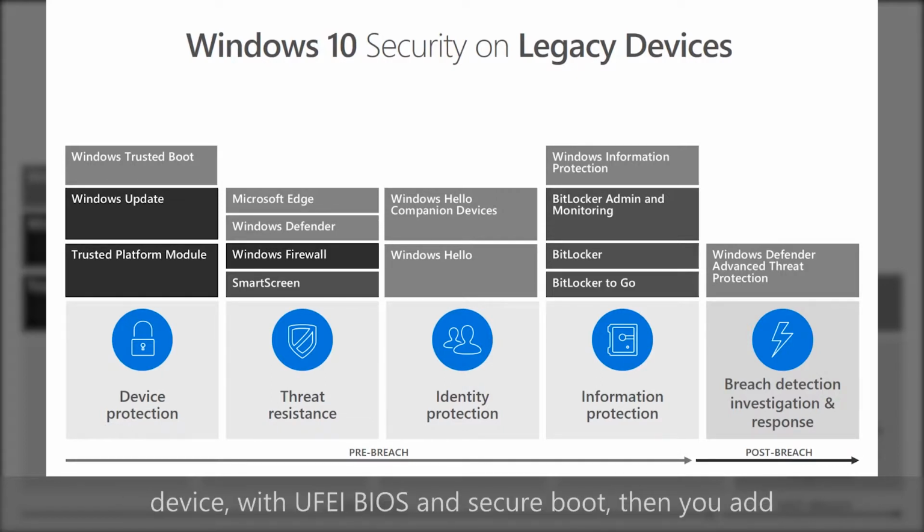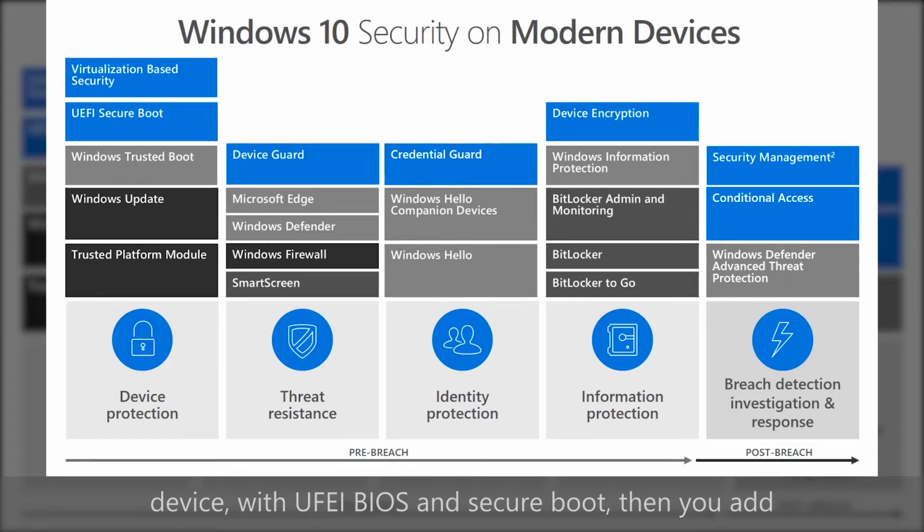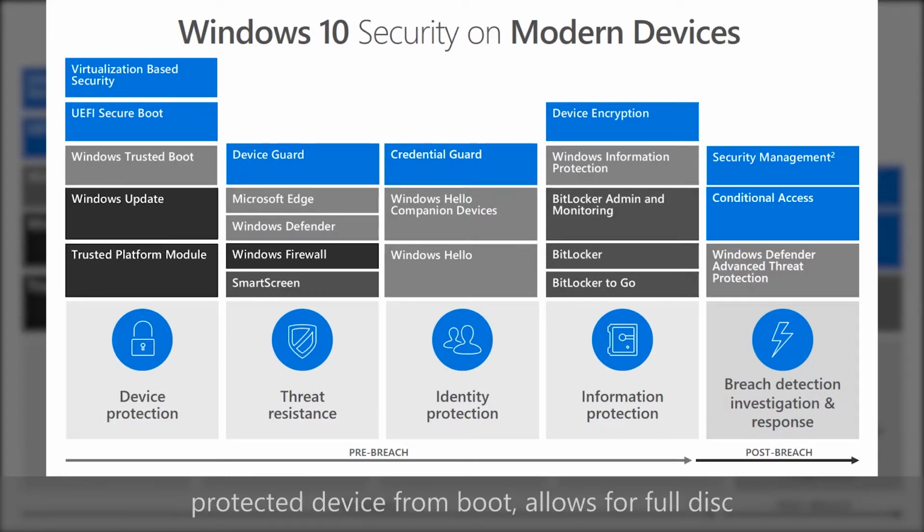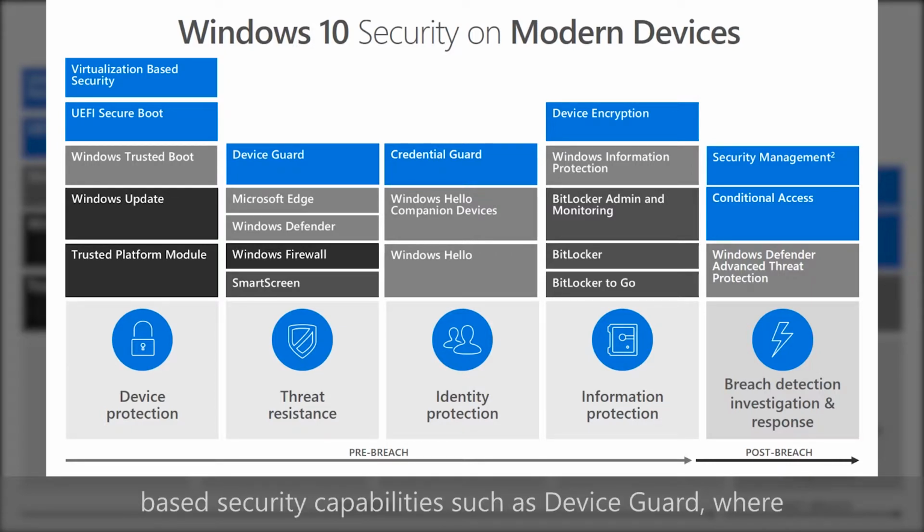However, on a modern device, with UEFI BIOS and Secure Boot, then you add even more additional protections. This ensures a protected device from boot, allows for full disk encryption, and allows implementation of virtualization-based security capabilities such as Device Guard, where only trusted code can run, and Credential Guard, where a user's credentials are secured outside of the core OS. This one feature was why the US Department of Defense chose to move all 4 million of their devices to Windows 10.